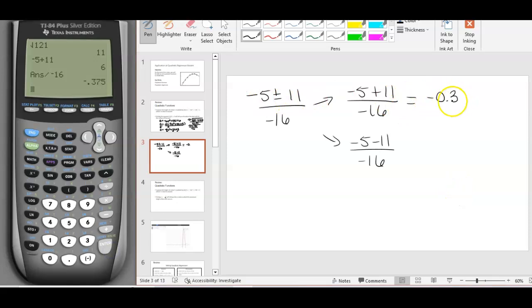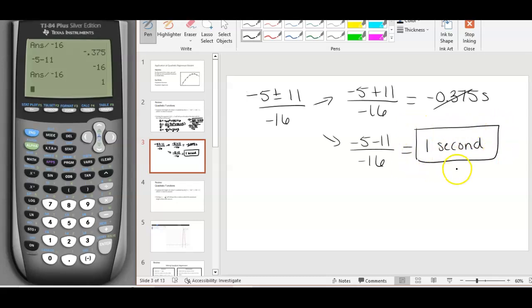So remember, in this case, t equals time. So negative 0.375 seconds doesn't really make sense because we can't have negative time. So that's our extraneous solution. And then when we have negative 5 minus 11 divided by negative 16, that gives us an answer of 1. Okay, so that's a reasonable answer. So 1 second after he starts diving, we predict he will hit the surface of the pool.